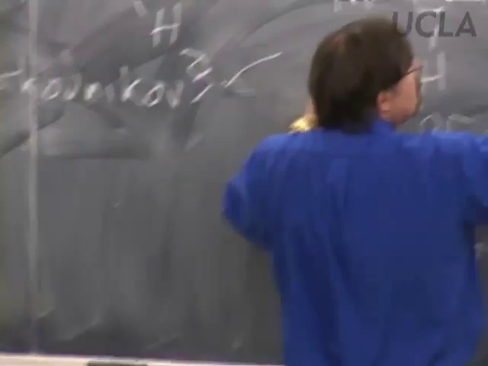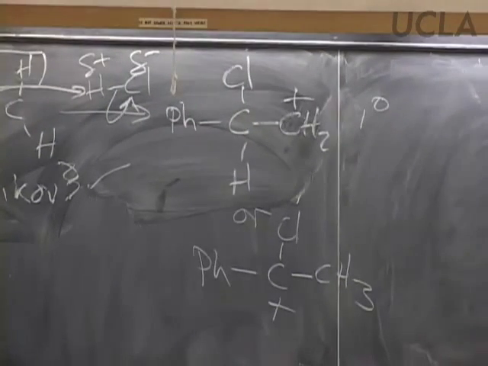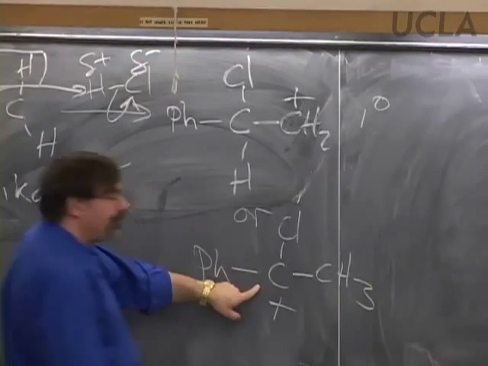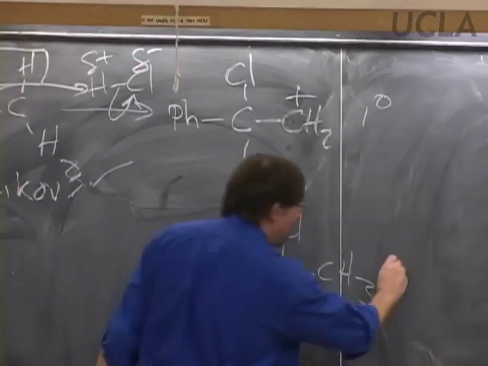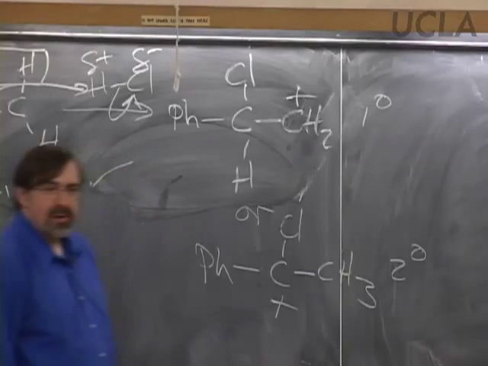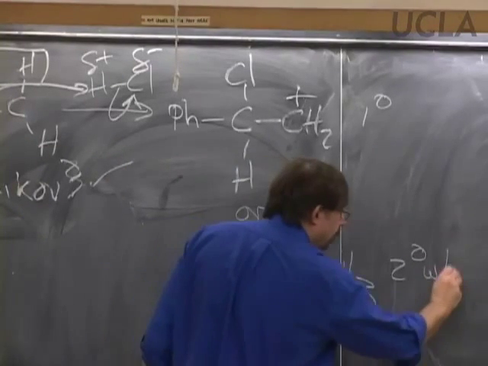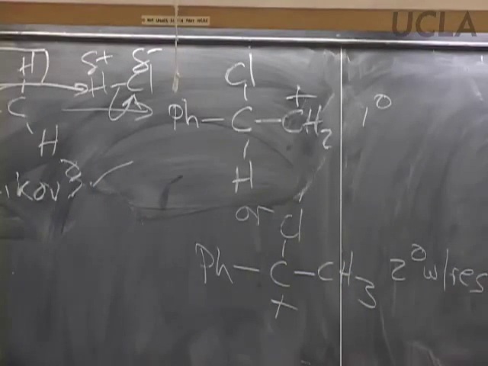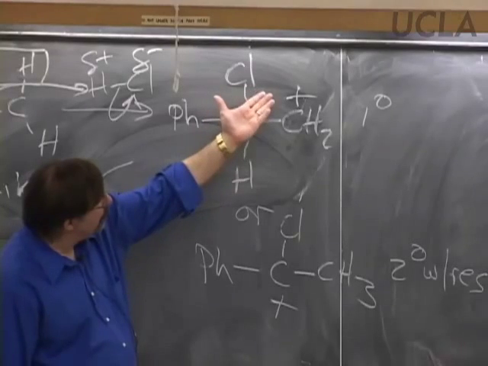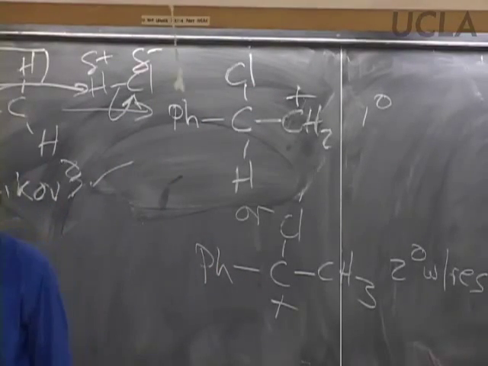So this guy is primary. Does it have any resonance to stabilize that carbocation? No. This guy is secondary. The chlorine doesn't count towards that. 1, 2 carbon. Secondary. Does it have resonance? Yes, benzene ring. So how would we put the proton on? Would we put the proton on to make the first carbocation or the second one? Second one. Are you sure?